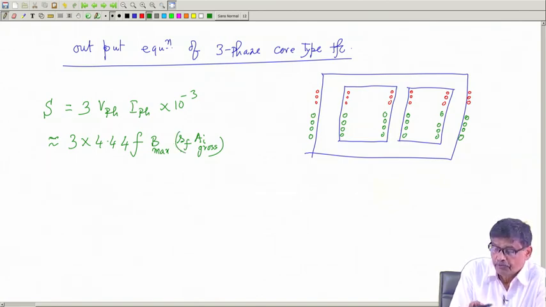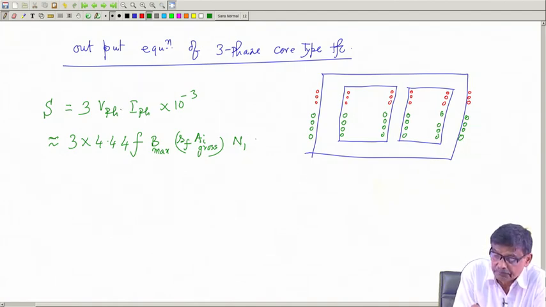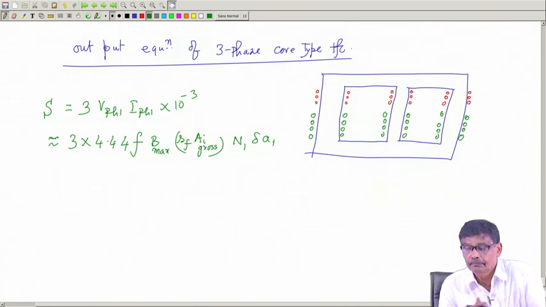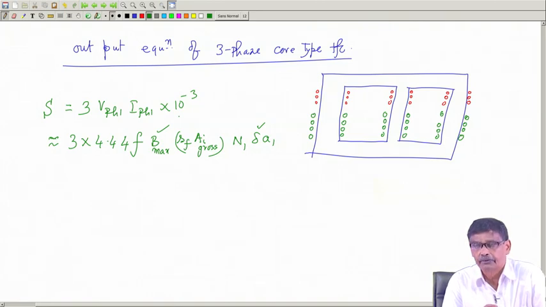3 into 4.44 A B max, and this thing is phi max into N 1. N 1 you write, and then I phase is, suppose primary side I am writing, so N 1 into I phase 1, I 1, that is equal to delta into A 1. You know that this is how it will look like. So, delta is the electric loading, B max is the magnetic loading.